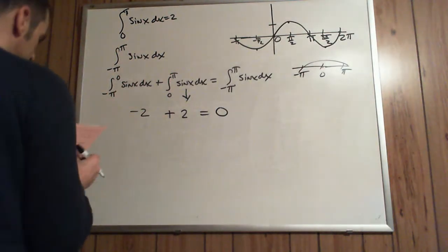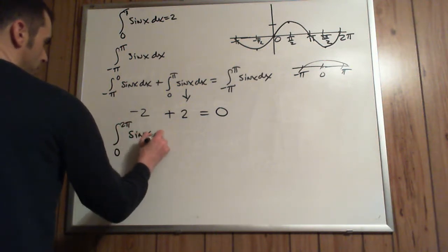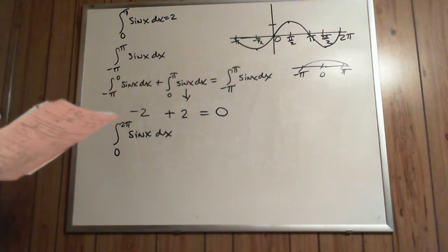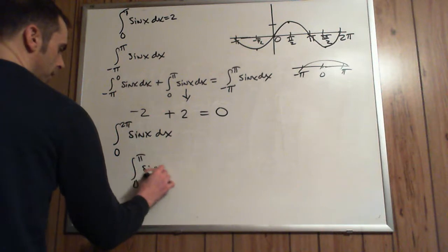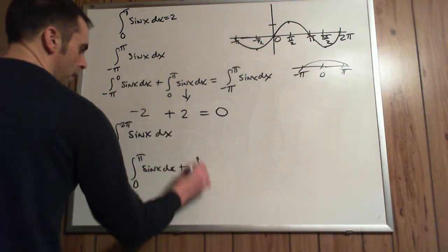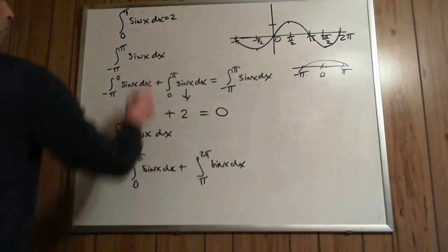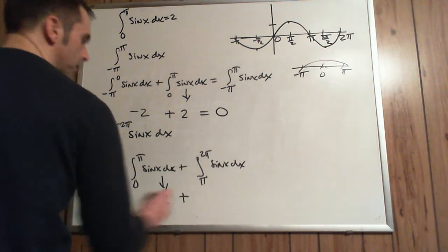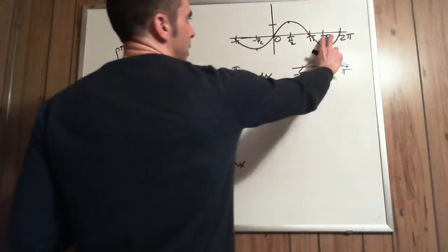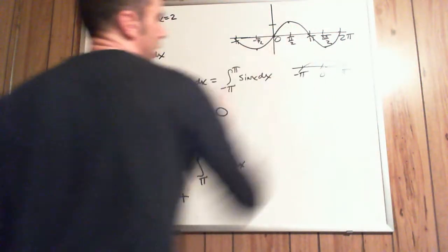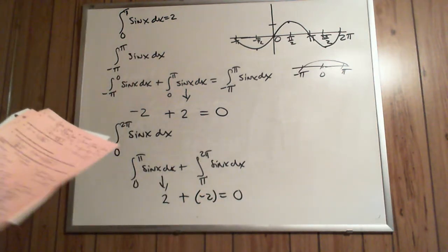In number 14, the definite integral from 0 to 2 pi of sine x dx. So if I go from 0 to pi of sine x dx plus pi to 2 pi of sine x dx, from 0 to pi I know that part is 2 from the given. And what would be from pi to 2 pi? Since I have the same area below as I have above, that area would not be 2, but negative 2. And if I add them, I would get 0.